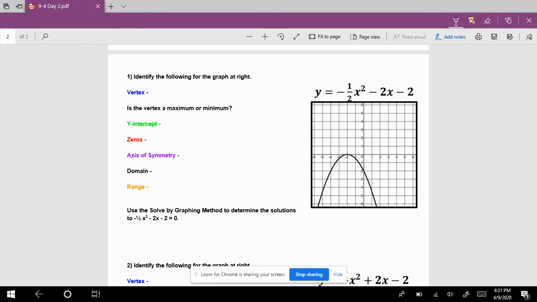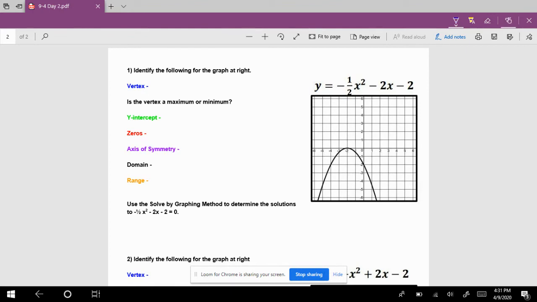Okay, if you are done trying these on your own, your vertex is the coordinate point, oops, turn my pen on, -2, 0, right? And that is this point right here. Is the vertex a maximum or a minimum? This one is a maximum, because if you think about it, you're riding a roller coaster, you're going up, up, up, up, up, up, you get to the very top, and then it shoots down. So that is a maximum height. That's the highest that it's going to get.